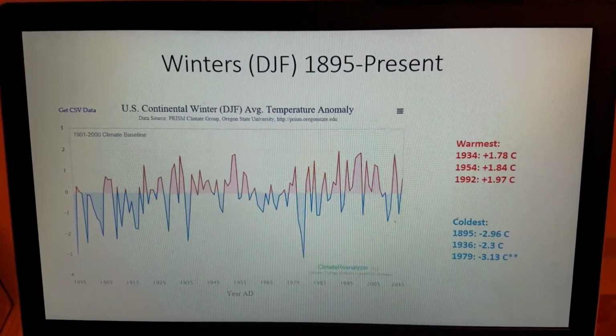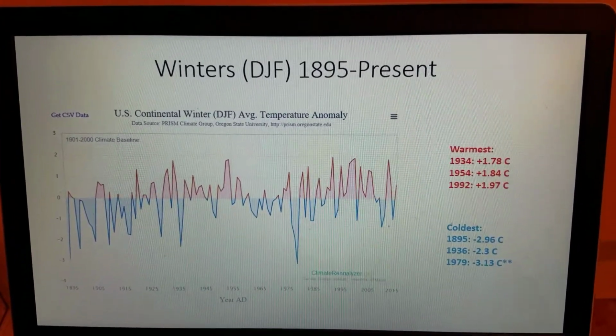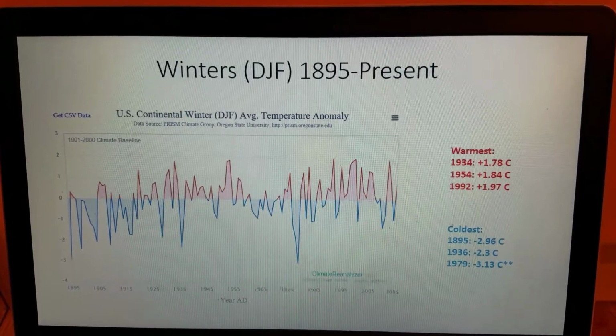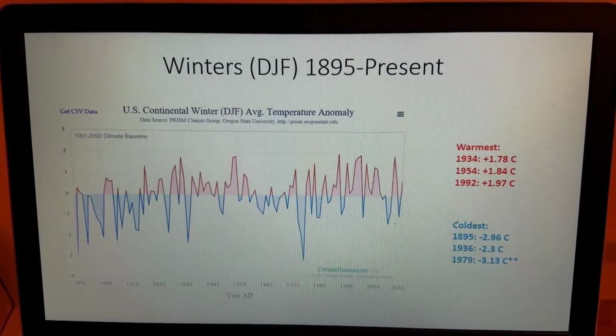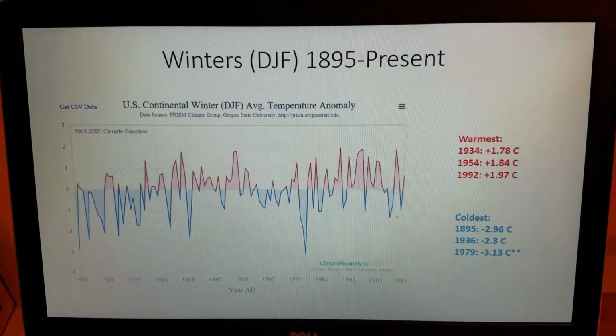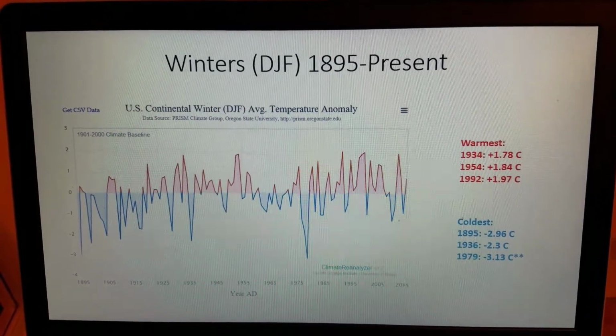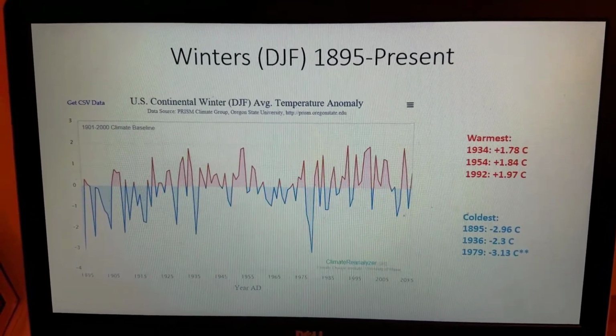So let's kick it off here. We're going to start off with looking at past winters, and we're going to look at the meteorological winters, all right? So that's December, January, and February. And we're going to look back from 1895 to the present time.